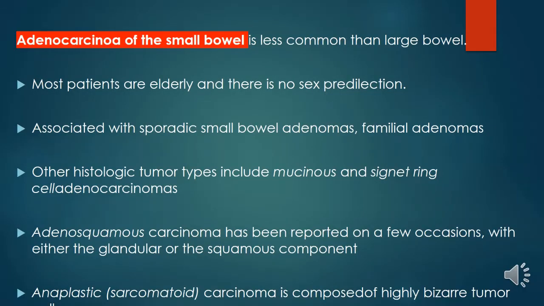Adenocarcinoma of the small bowel is 40 to 60 times less common than its counterpart in the large bowel. They mainly occur in the duodenal area and are associated with small bowel adenomas and familial adenomatous polyposis syndrome, hereditary non-polyposis colorectal carcinoma, which is also known as Lynch syndrome, and Peutz-Jeghers syndrome as well.